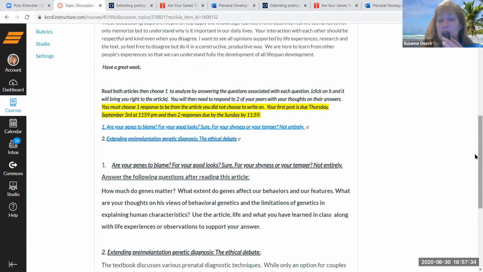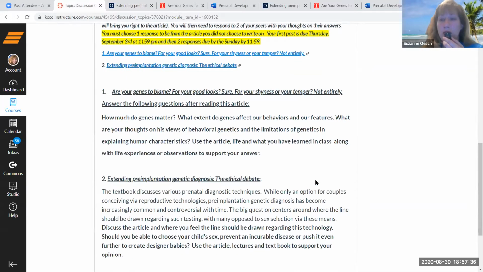Before your discussion initial post, you're going to choose one of the articles. You're going to write your initial post. You're going to answer the questions underneath. So on the genes, how much do genes matter? To what extent do genes affect our behaviors and our features? What are your thoughts and views on behavioral genetics, and the limitation of genetics in explaining human characteristics?